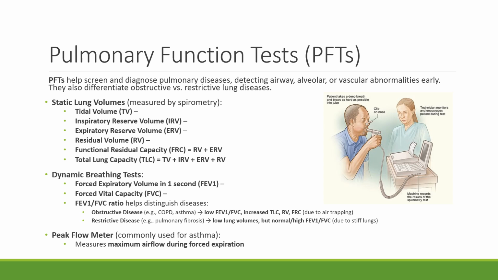Peak flow meter, which is commonly used for asthma, measures maximum airflow during forced expiration. It uses color zones where green is normal, yellow needs intervention, and red means to seek emergency care.